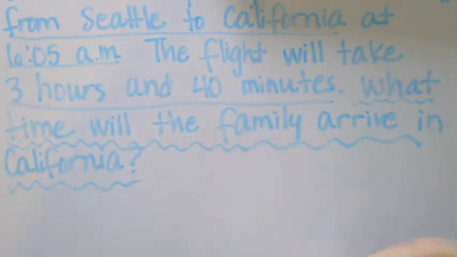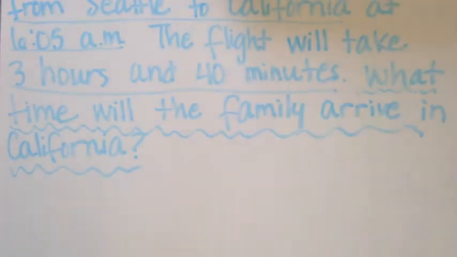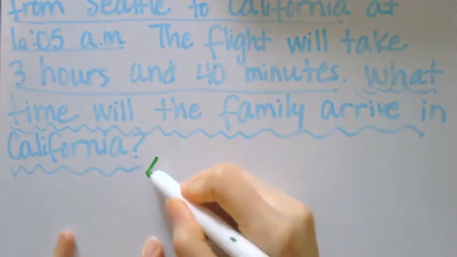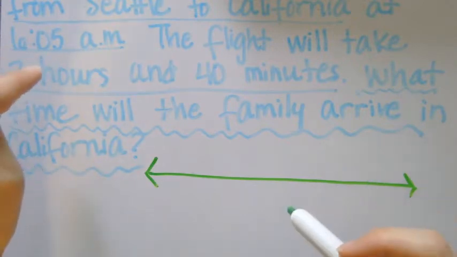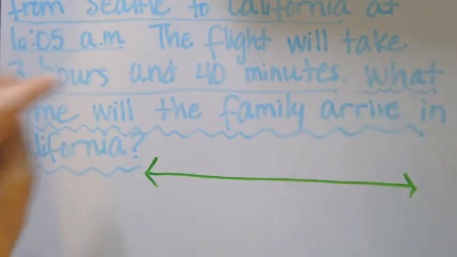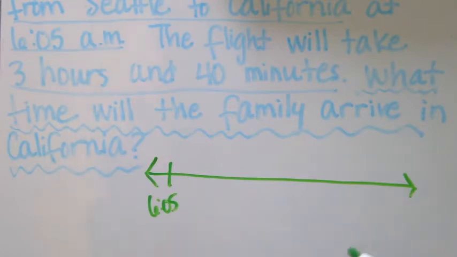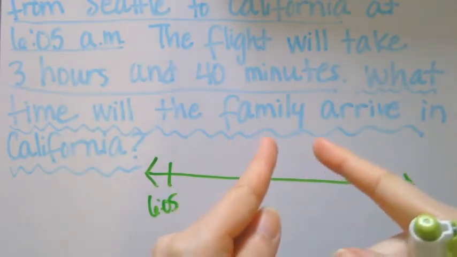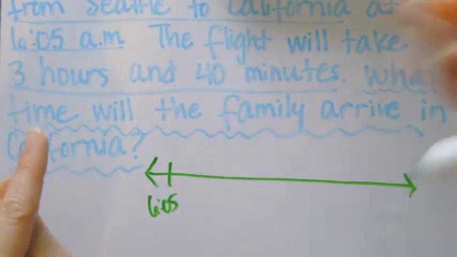All right, so in order for me to figure this out, I'm going to start with my initial time. I'm going to use another marker because this one's going out. I'm going to start with my time, which is 6:05, and rather than starting at 6, I'm going to start at 6:05 because that is the time that we're taking off. All right, now I'm going to go in increments or chunks of time of 1 hour because I'm pretty good with my hours and I know what 1 hour looks like.